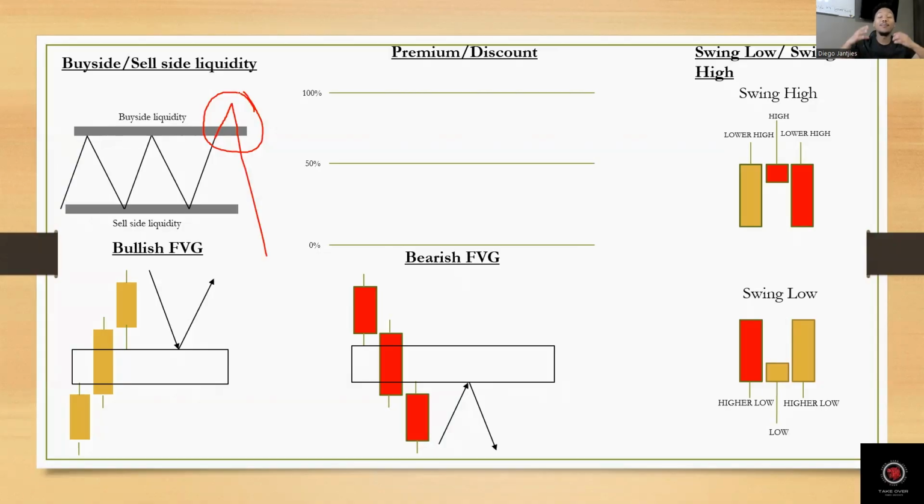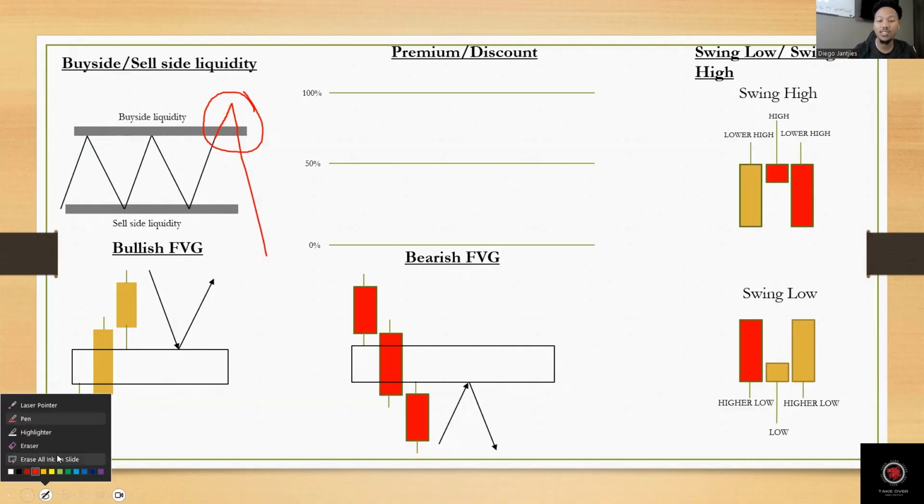That is a liquidity sweep. We are taking money that was resting above this area of resistance. And this is where our smart money comes in. That's how our smart money comes in.